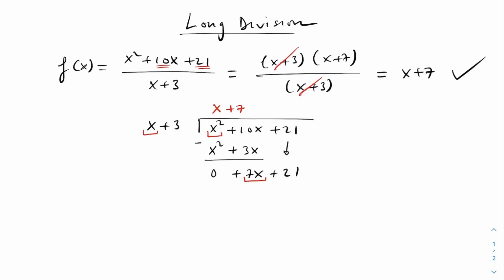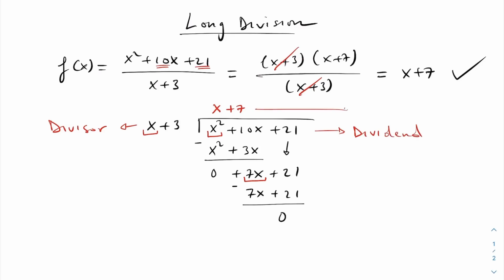And so 7 times x is going to give us 7x, and 7 times 3 is going to give us 21. Once we have that, we can go ahead and subtract these two expressions, and that should give us 0. So in this whole process, the denominator here is called the divisor because it's dividing the polynomial, and the numerator here is called the dividend.